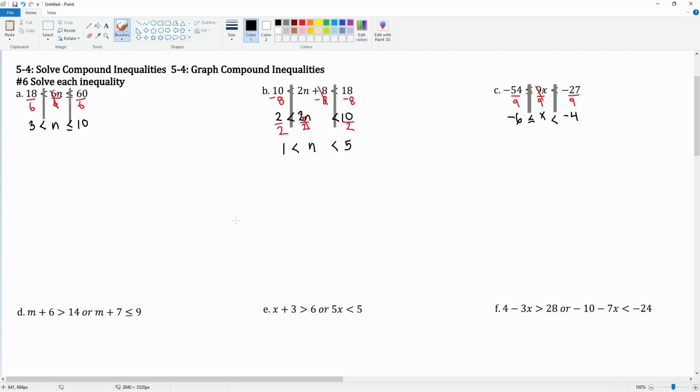Back. This is part 2. This is 5-4. You're solving the compound inequalities. Number 6, you're solving each of these inequalities. Here in the second part, I'm going to cover question D, E, and F. Notice the top part from part 1 were all and. D, E, and F are all or problems.